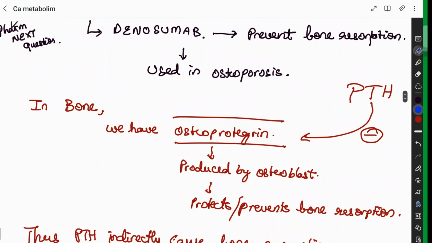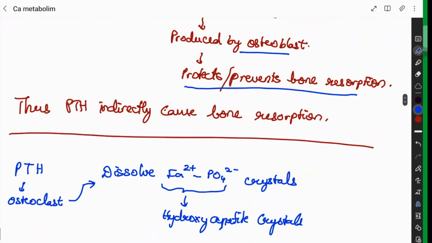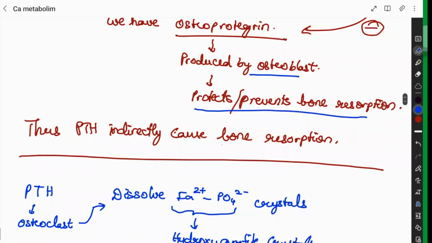So in bone, you have this osteoprotegerin. I already told you this osteoprotegerin is produced by osteoblasts and they are going to protect and prevent the bone resorption. Thus PTH indirectly causes bone resorption.